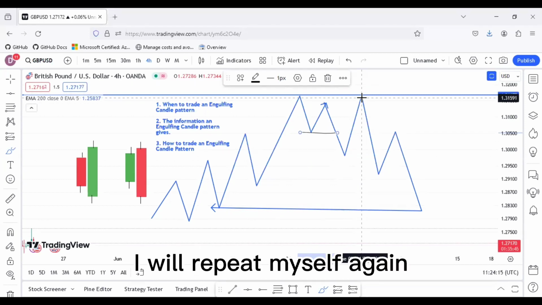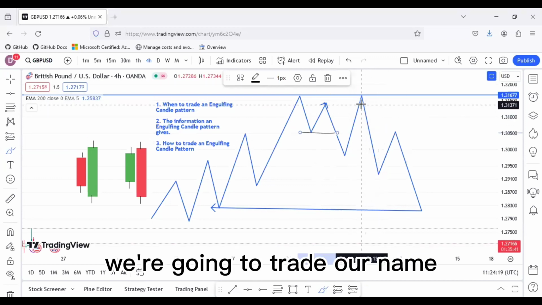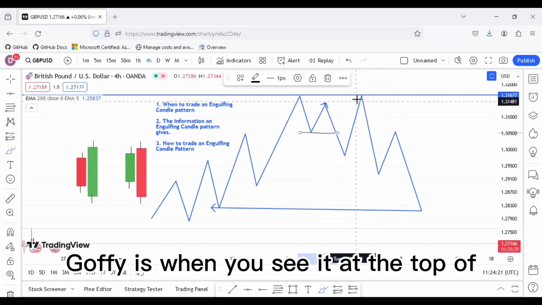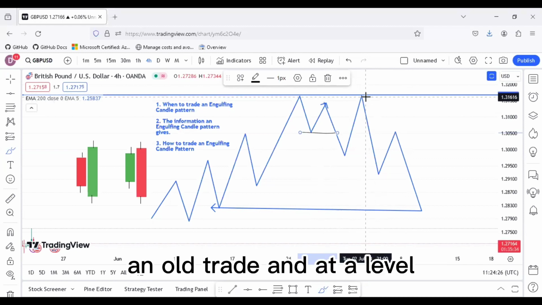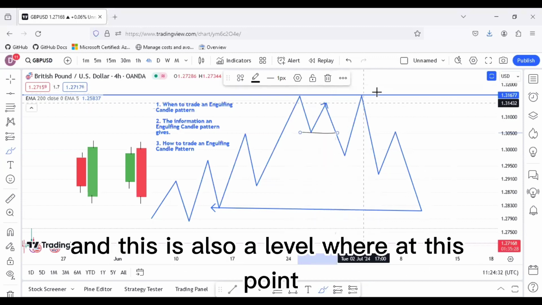I will repeat myself again. I'm exposing so many things to you here. When to trade an engulfing is when you see it at the top of an uptrend and at a level. This is the top of an uptrend right now. And this is also a level.